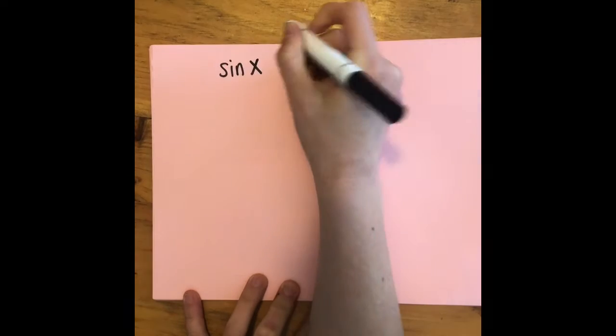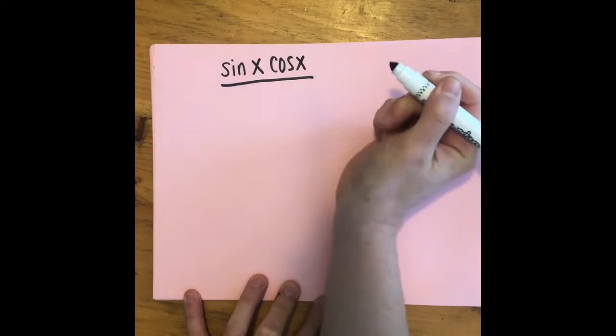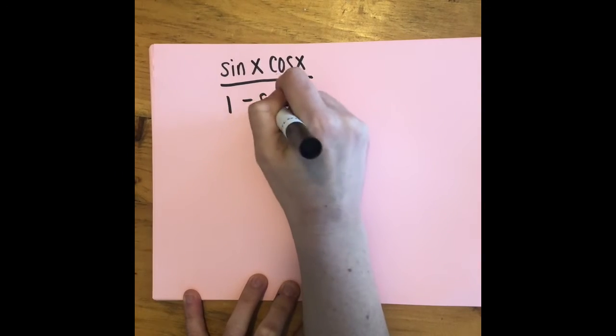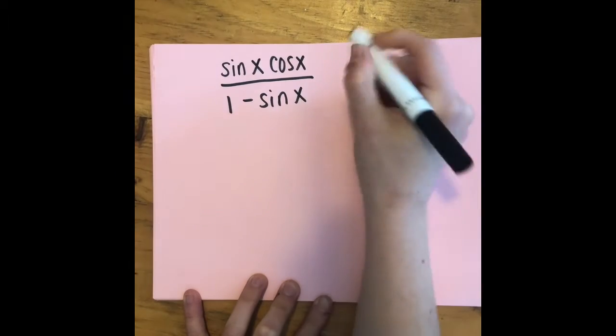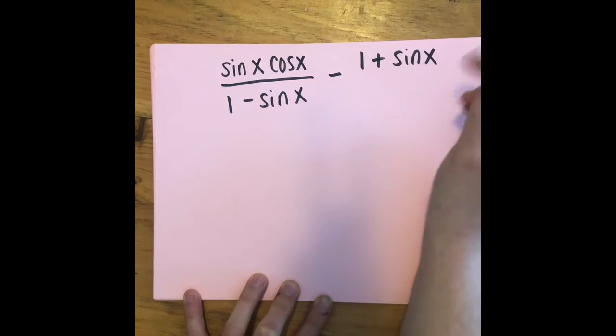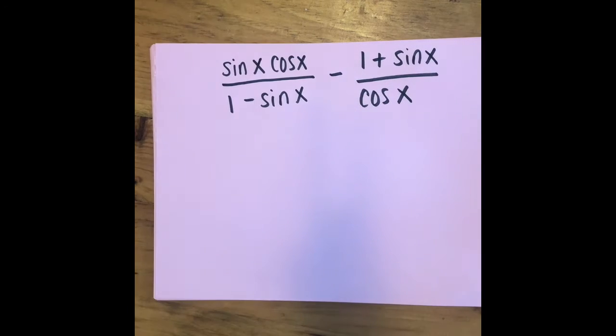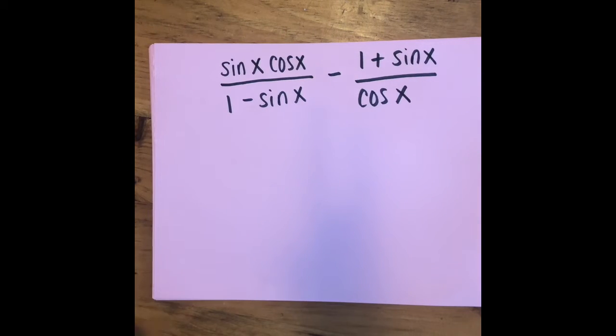So sine x, cosine x, all over 1 minus sine x, minus 1 plus sine x, all over cosine x. Don't get confused that we're using x instead of theta. The book likes to switch it up on us. All right, we are subtracting. In order to subtract, we have to have common denominators.